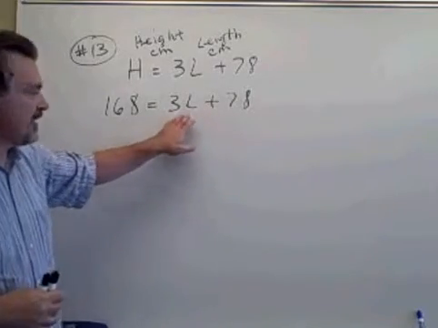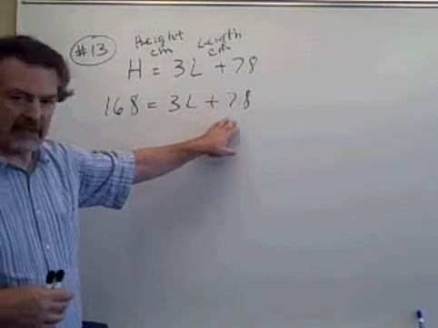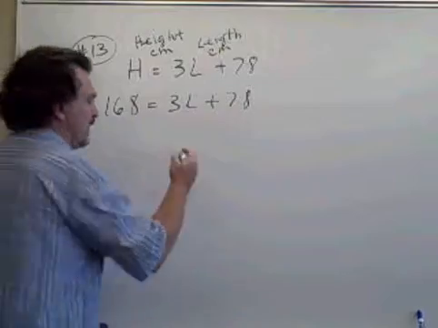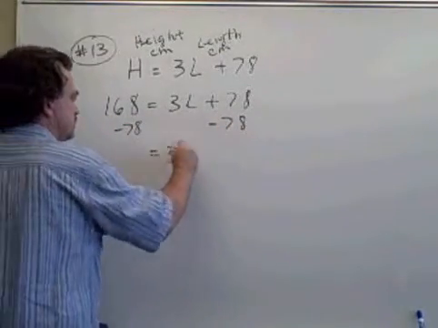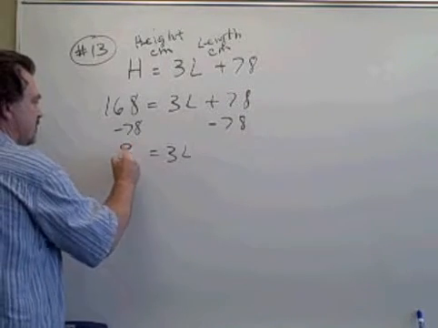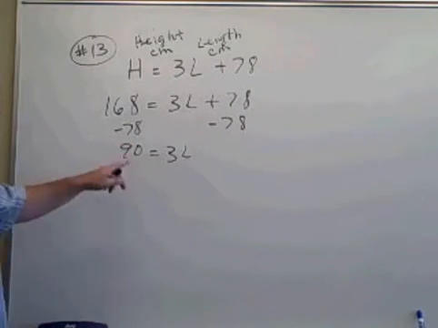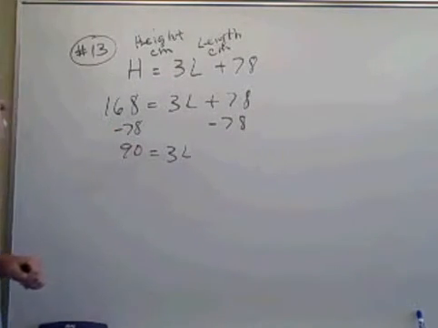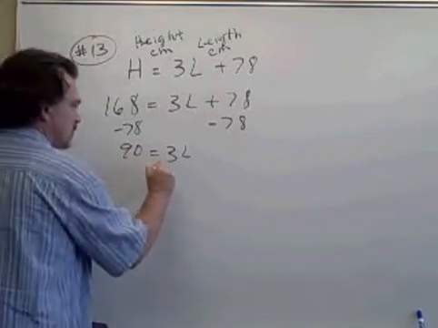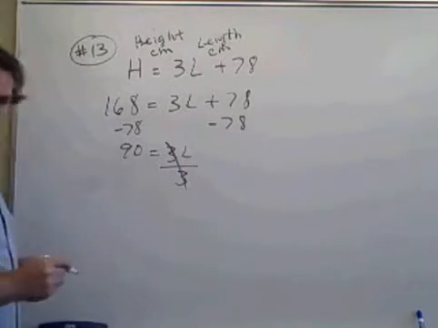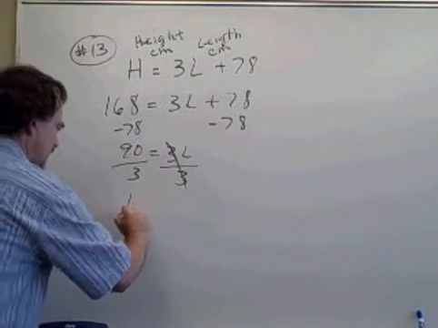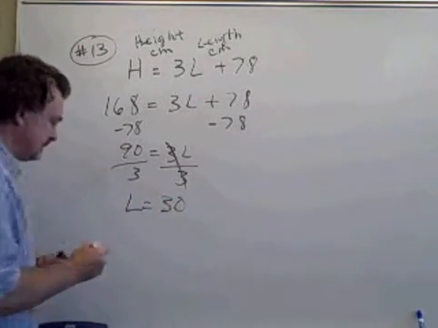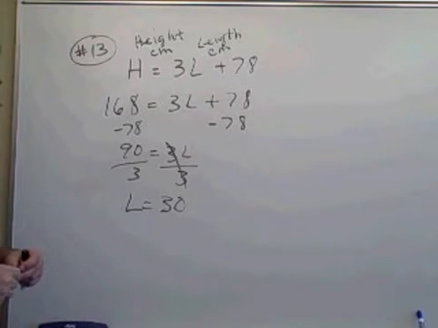Well, we just need to isolate that L term by getting rid of that constant term to start with, don't we? By subtracting 78 from both sides. So that's going to give us 90, right? 168 minus 78 would be 90. And now we'll solve for L, getting a coefficient of 1 by dividing both sides by 3. So L equals 30 when I divide both sides by 3.